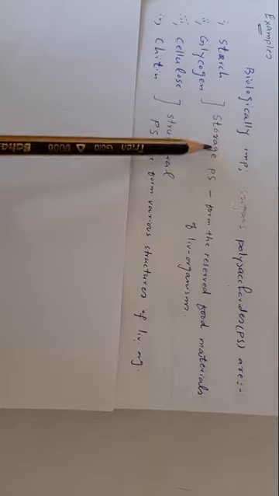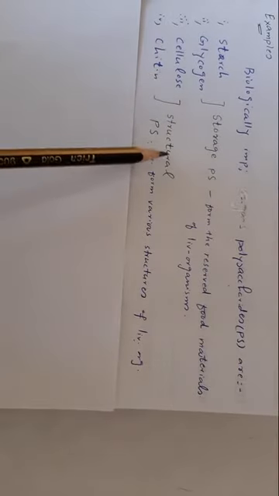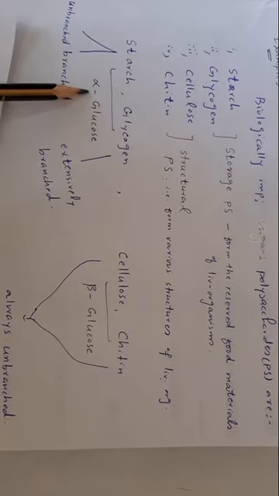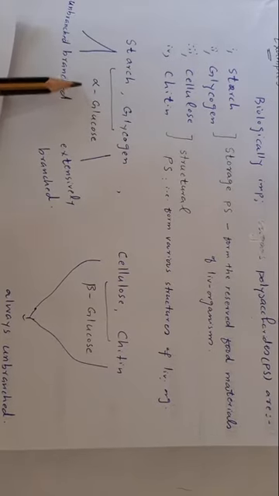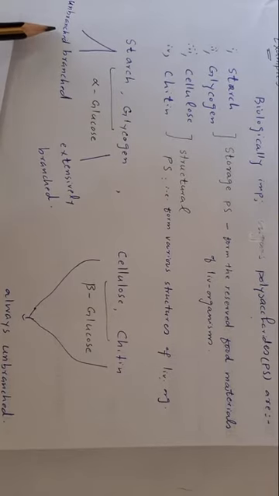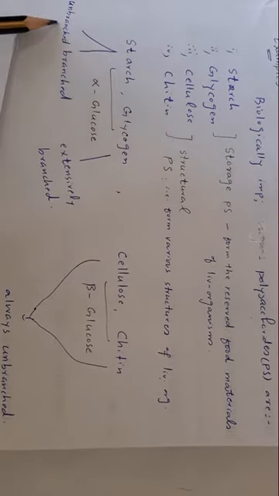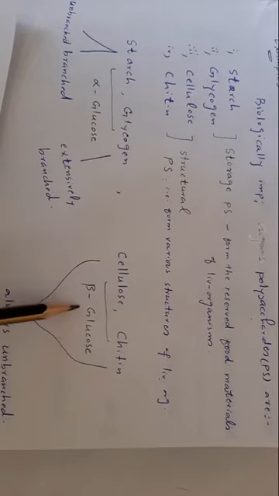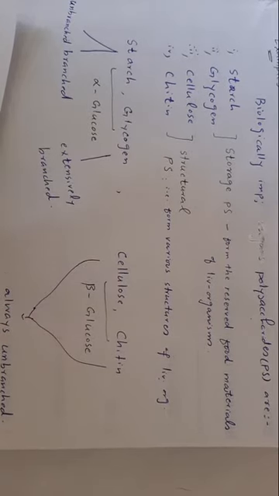Starch and glycogen are storage polysaccharides. They form the reserved or stored food materials of living organisms, while cellulose and chitin are structural polysaccharides, as they form various structures of living organisms. Starch and glycogen are made up of alpha glucose units. There are 2 types of starch, unbranched and branched, and glycogen is extensively branched. Cellulose and chitin are made up of beta glucose and they are always unbranched.